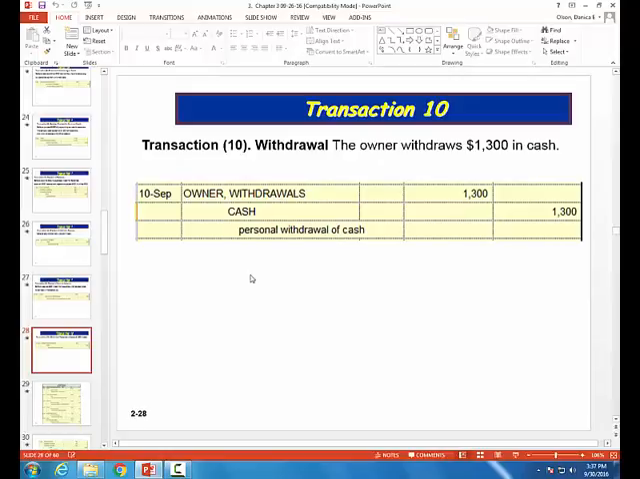In our final transaction, the owner withdraws cash. When an owner takes money out of the business, we need to debit the withdrawal account. We debit this owner withdrawal for $1,300. The cash account is decreasing. To decrease cash, we do a credit. Our description is a personal withdrawal of cash.